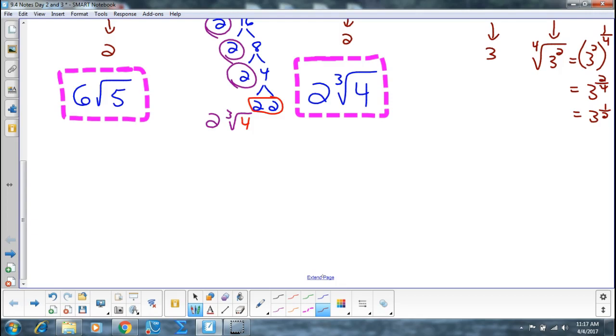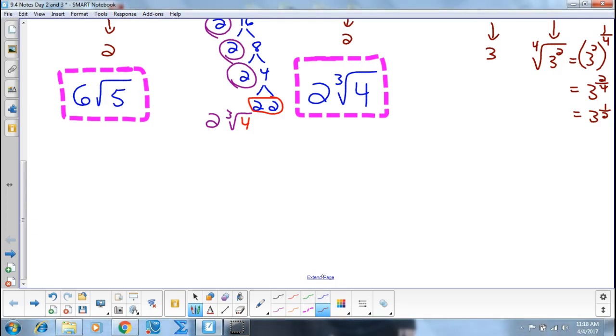Don't say 2 root. That was what you were going to say, wasn't it? 2 root 3 to the first power, right? What do we say instead of 2 root? Square root. Yeah, we say square root of 3. So this is square root of 3. So my answer here is 3 square roots of 3.